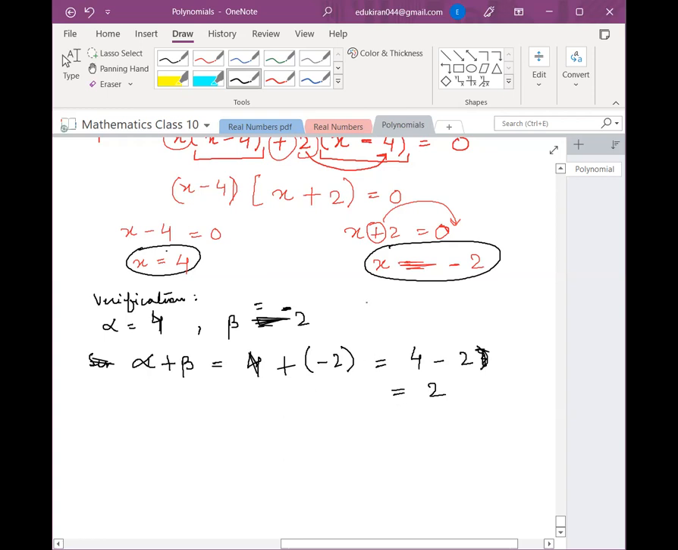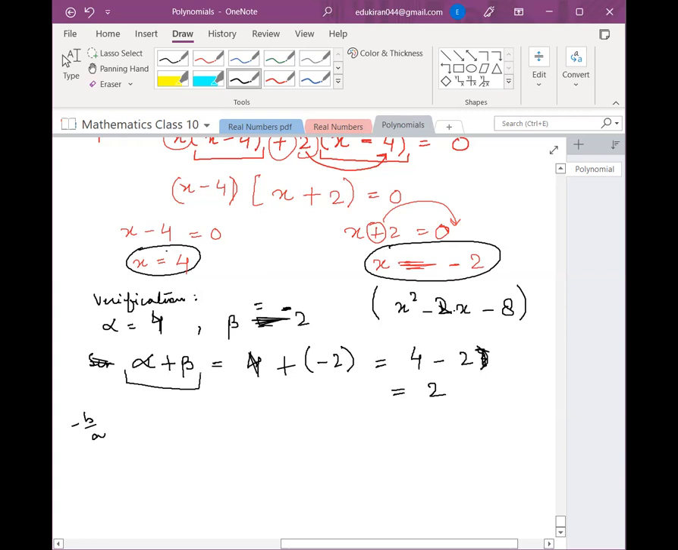Now, what was the polynomial? I'm just writing it again here. It was x square minus 2x minus 8. This was your polynomial. Clear? Now you look at this 2 here. What is alpha plus beta? We already know it is minus b upon a, right? So alpha plus beta should be equal to minus b upon a. This we should get. Clear?